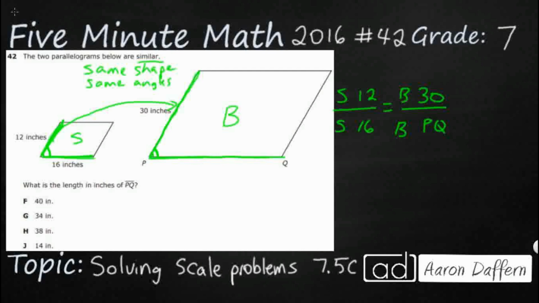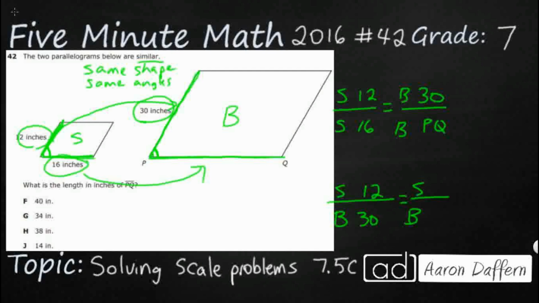The other way that we can do it is we can do small to big. So let's see what that looks like. So we can go ahead and take this 12 and match it up with its corresponding side on the big. So we can do 12 to 30. And then we can do the same thing. We have to match small to big. So we're going to take this 16 and match it up with its corresponding side on the big. That's going to end up being 16 over PQ. Once again, we're looking for PQ.